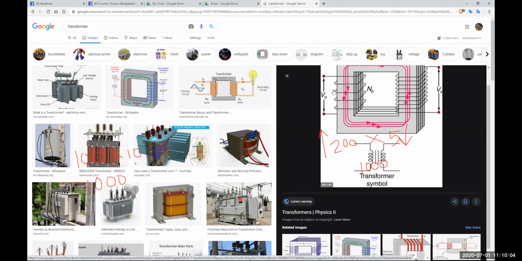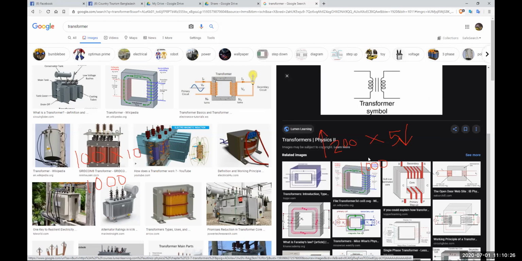So more rotations means more voltage. Here you have fewer rotations, you have less voltage. You have more rotations, you have more voltage. So if voltage increases, what will decrease? The current will decrease, right? If voltage increases, the current will decrease. Okay. Now, what do I mean by center tap transformer? Let me show you.